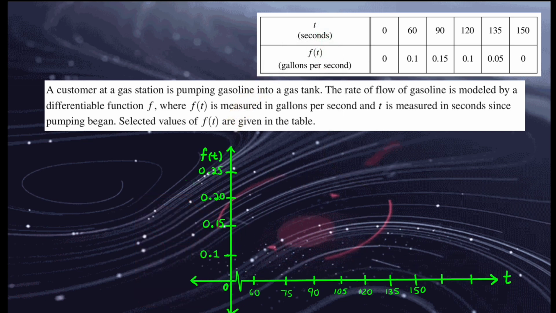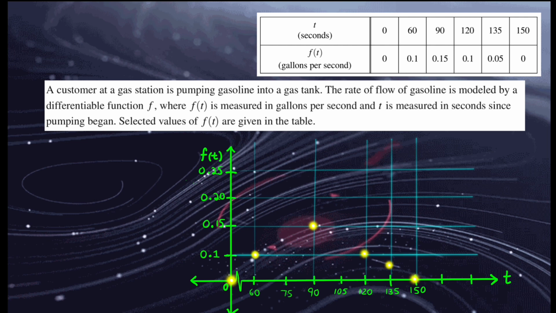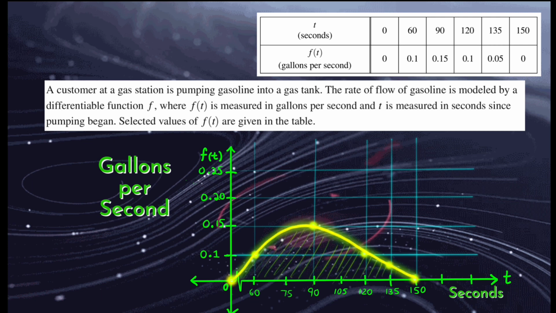What we'll do first is model the situation by plotting a graph. Plotting the points from the table and connecting them with a smooth curve gives us an idea about what the graph of f of t, in gallons per second, looks like.